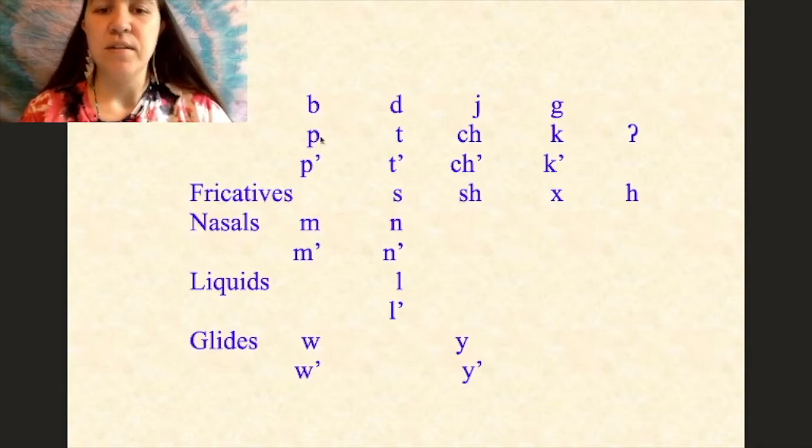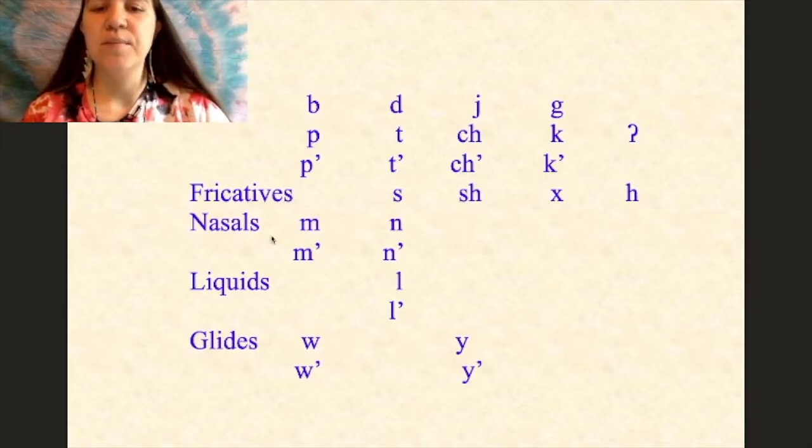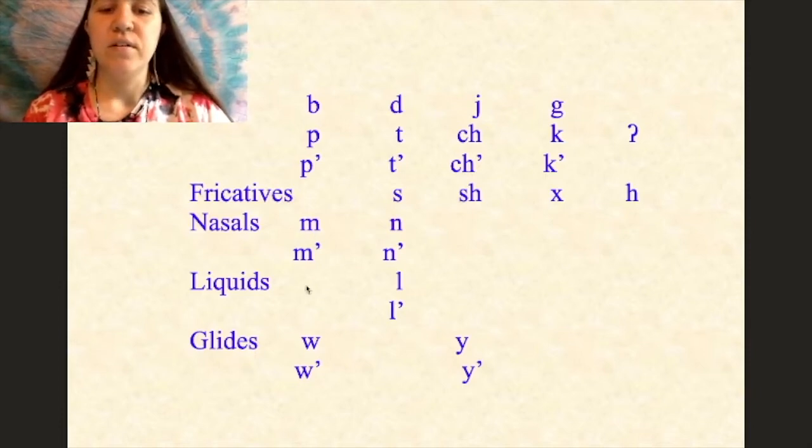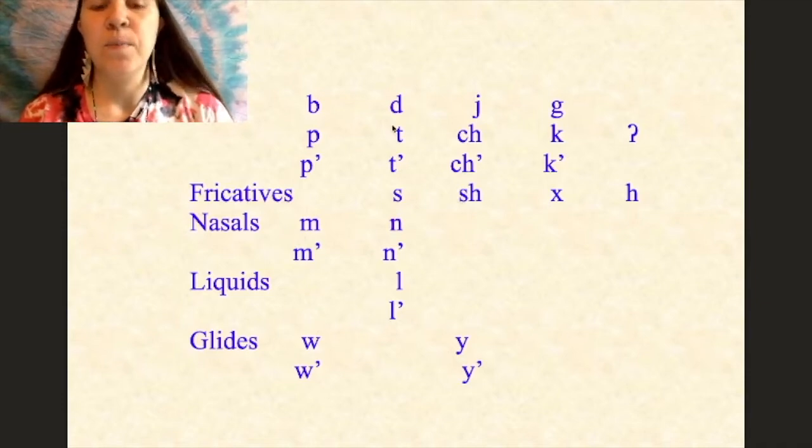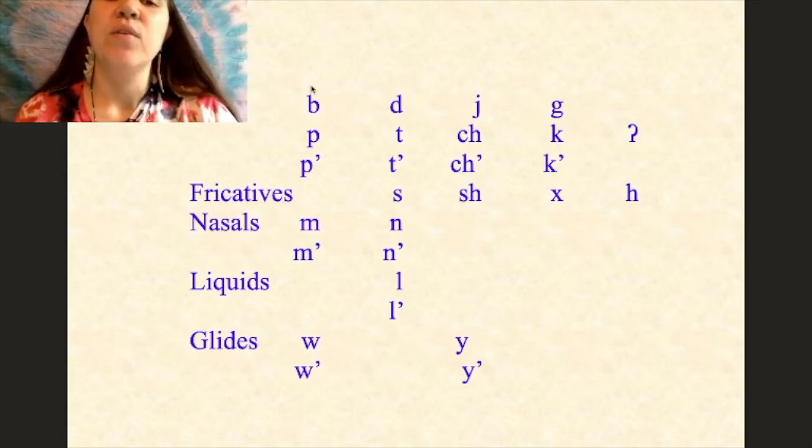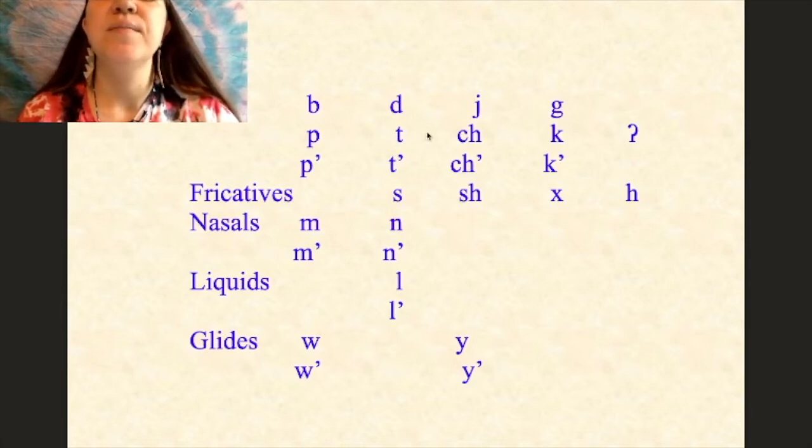So these consonants are all considered stops. Fricatives: we have the sh and h. And we have our nasals, our liquids here, and our glides, so these W's and Y's. For stops, we would have b, d, j, g, p, t, ch, k.